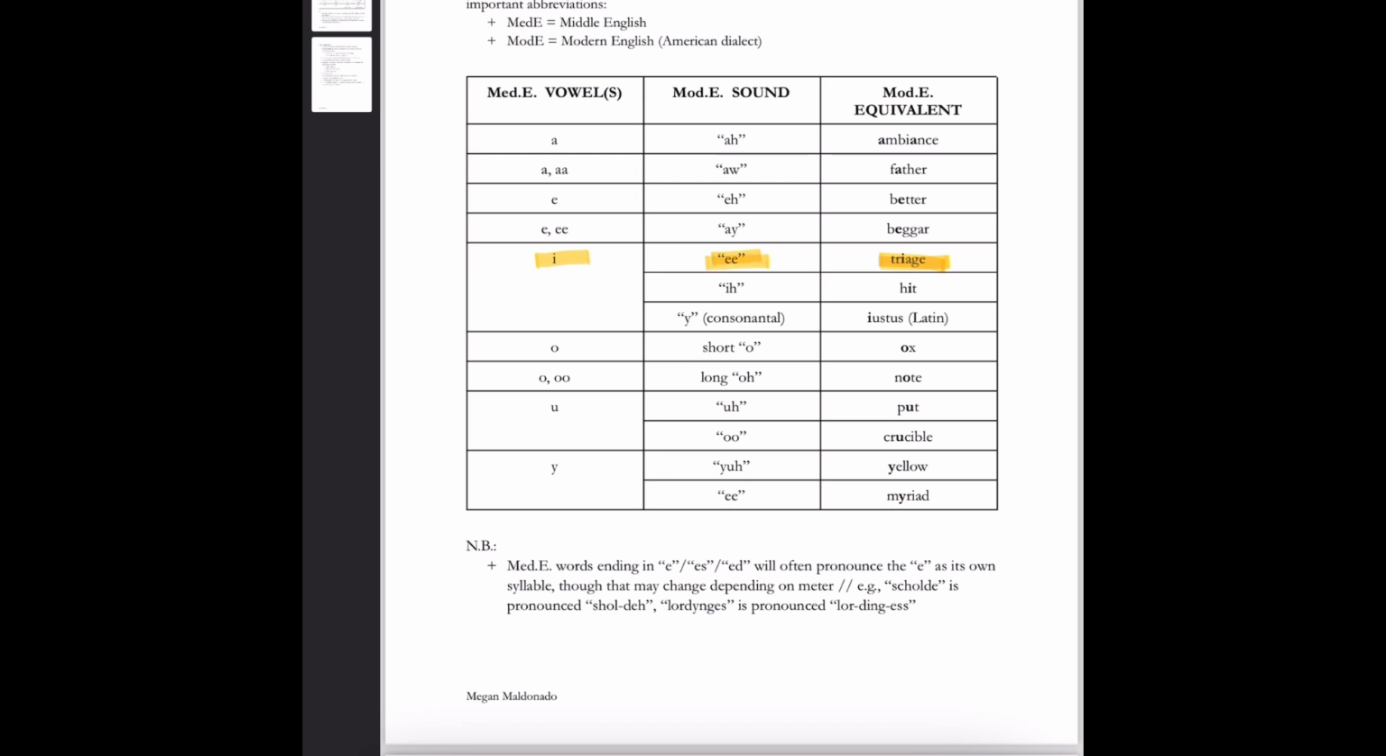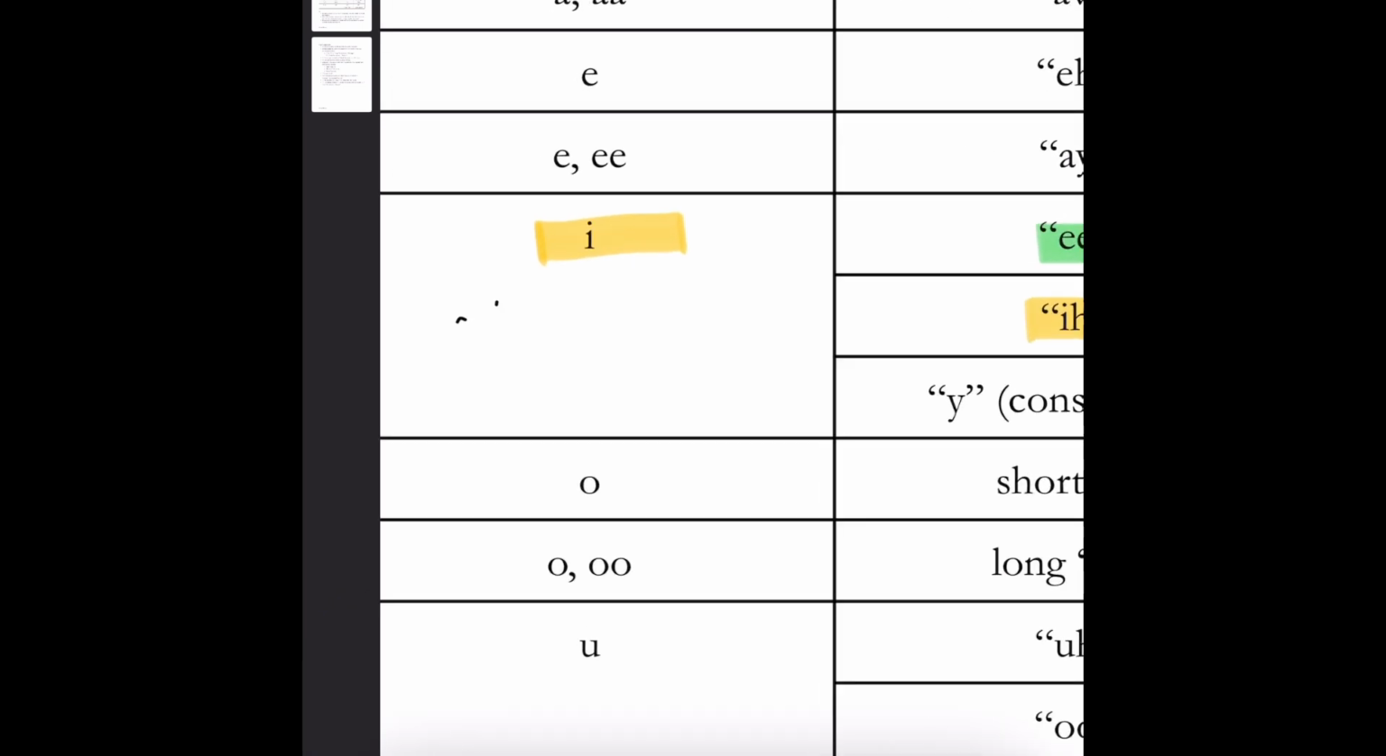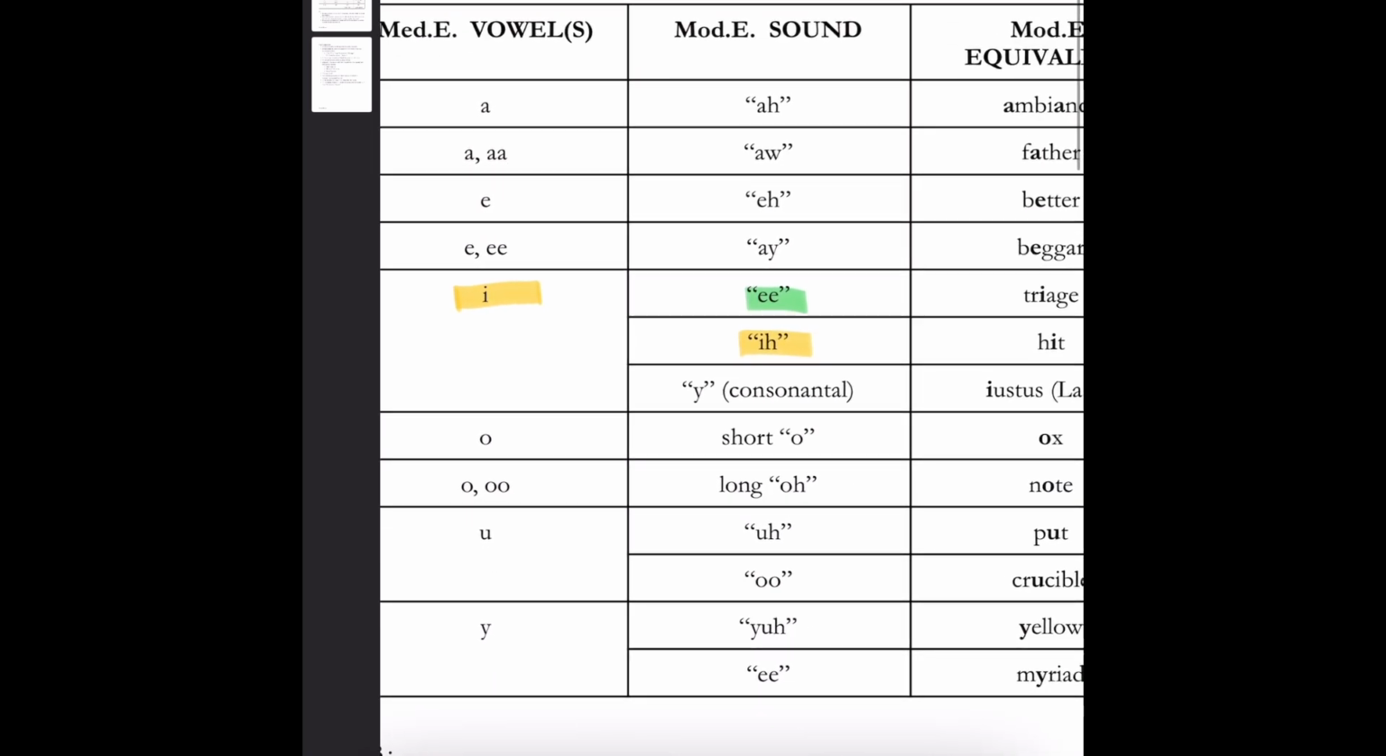Okay? But sometimes it might be an I. Now, if it's a single letter I, it will be more likely pronounced as E. So let me add a note here to say if it's just I, as in I am, that would be pronounced E. So the pronoun, if you see an I by itself, will always be that E sound.